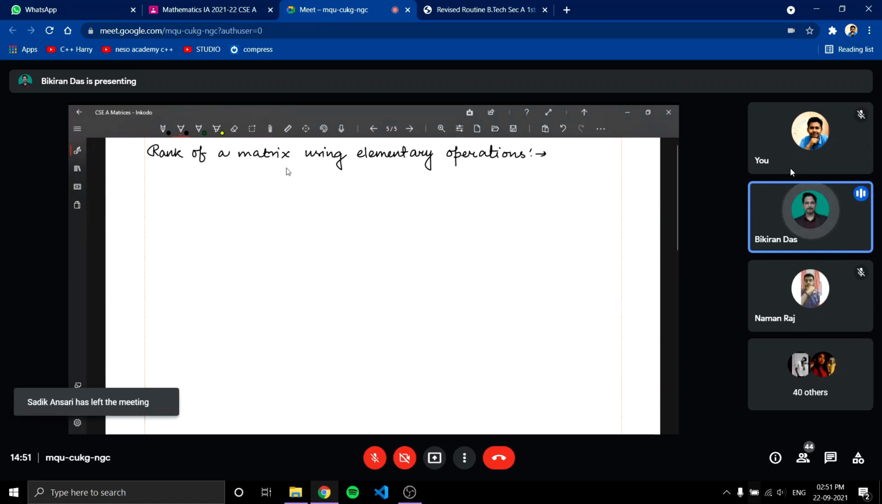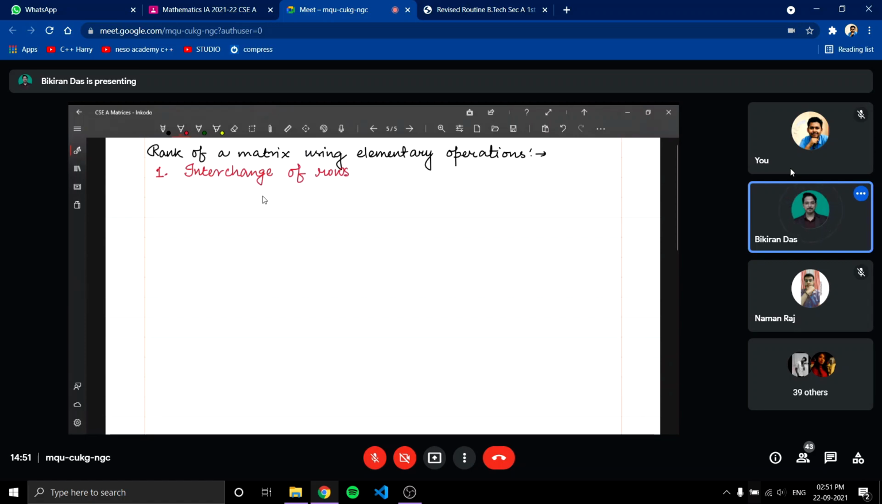Now, first of all, what do we mean by elementary operations? Let us write what this is. Three of the operations in a matrix are called elementary operations. Let me write first what the operations are, then I'll explain why they are called elementary operations. Number one, interchange of rows.